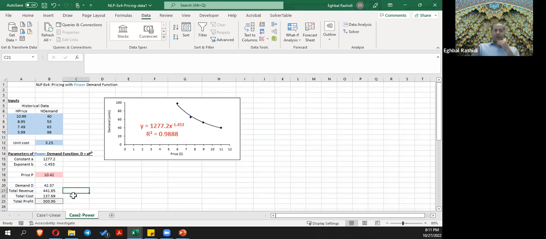All right, so our optimal price is 10.42, and with that our demand is just going to be 42, or we can round it up to 43, and we're going to make a profit of almost $4.